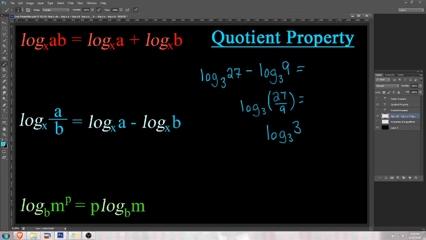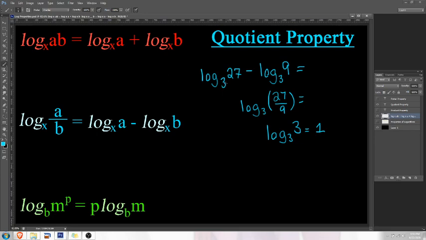Because this was one of our first properties. This is saying, so 3 raised to what power is equal to 3? Well, anything raised to the first power is itself. So actually, this would completely simplify down to 1 in this case. But let's look and see if it really does make intuitive sense here.